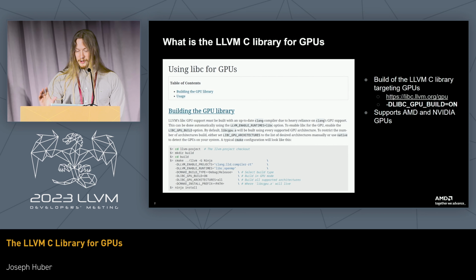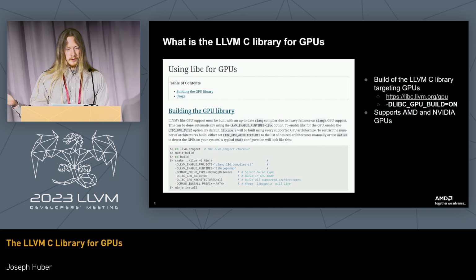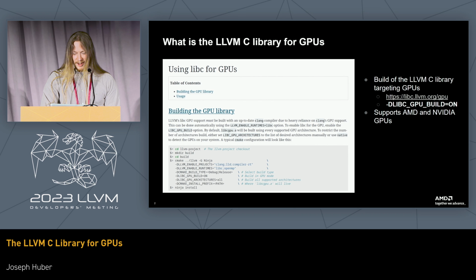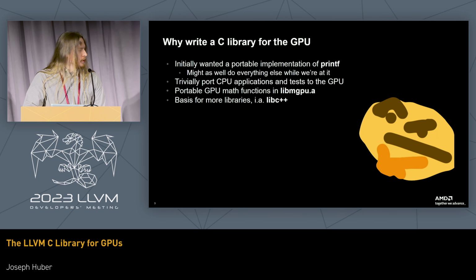Suffice to say, all you should really need to do to use this thing is to set this fancy CMake variable like libc GPU build equals on, and that should give you this thing if you enable libc as your runtime. And it supports both AMD and NVIDIA GPUs. I went out of my way to make it work on NVIDIA because it's out of the goodness of my heart, so you're welcome.